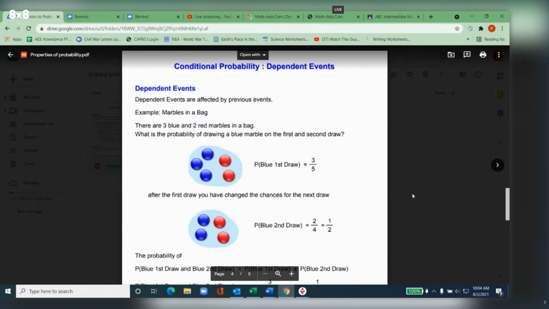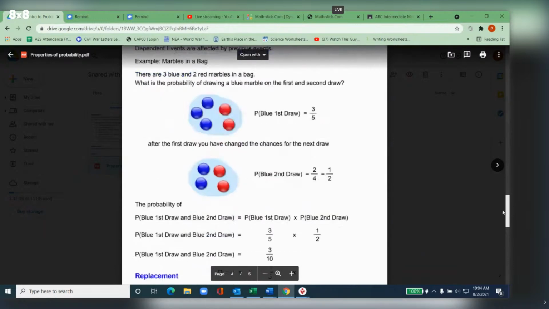Like with the coins, we don't take the head or tail off the coin. That's independent. But with these marbles, if you take one of the marbles out, the next one is dependent because there aren't as many marbles. That's really the difference between independent and dependent. Independent, you're not changing anything. Dependent, like in this case, we're taking a marble out. Okay, so that's really the big difference between independent and dependent.